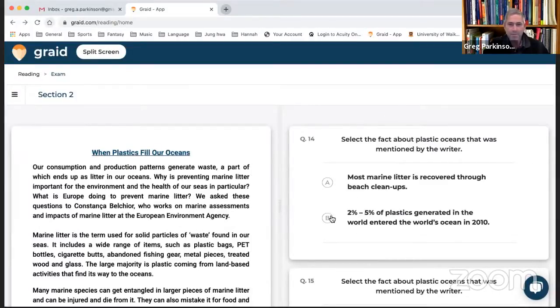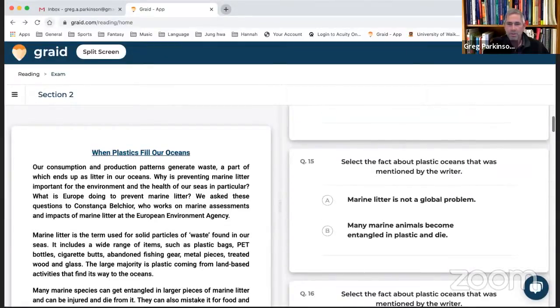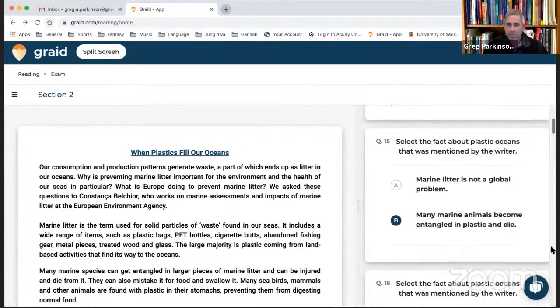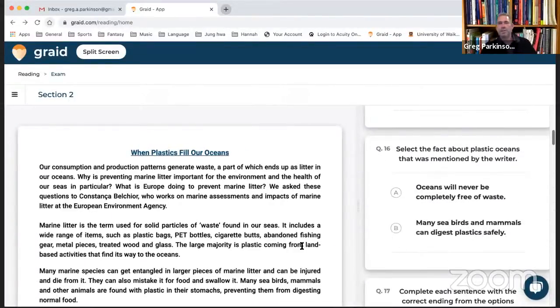So we had B was the answer there. I will be more careful with my trackpad. So we were checking for oceans will never be completely free from waste.